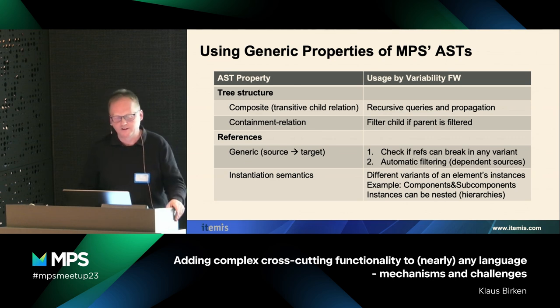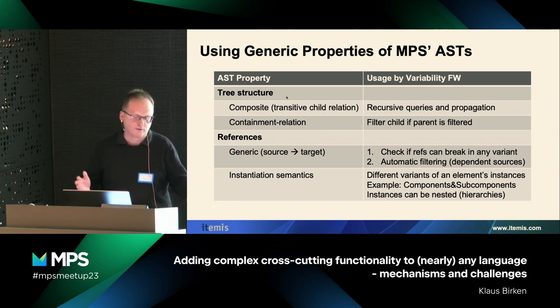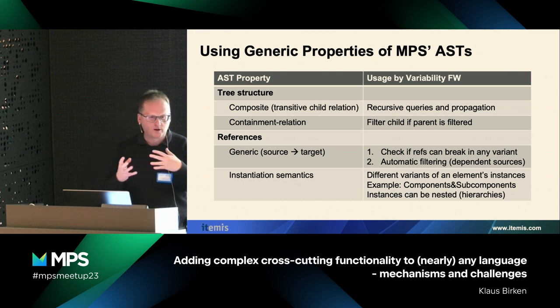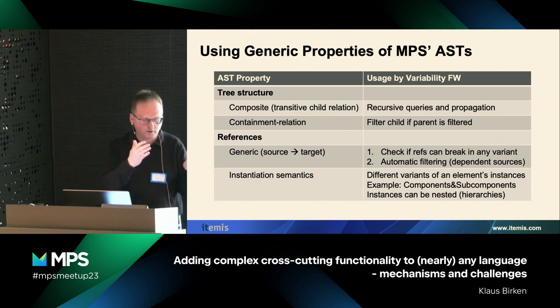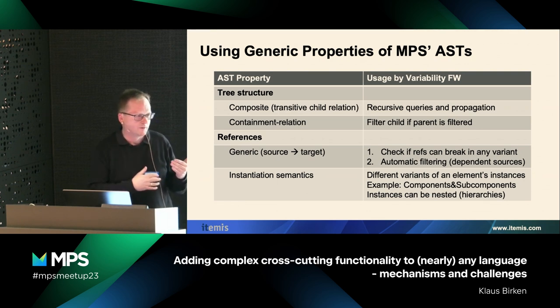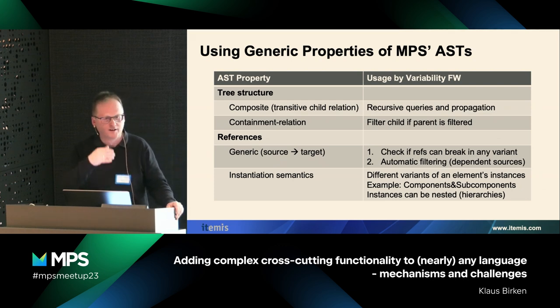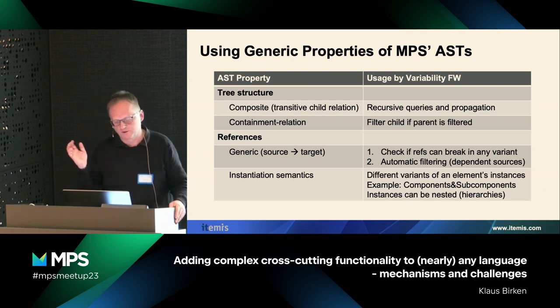Maybe it's not complete yet, but one thing for sure is the tree structure, because if we in our world filter something, so remove something from the model in one given variant, then the complete subtree can be removed. Because if you remove a base language method, then all the code inside the body can also be removed. This is one use case where we exploit this tree structure. There are others.